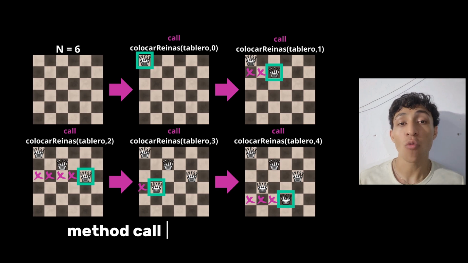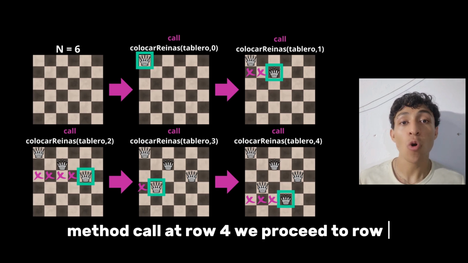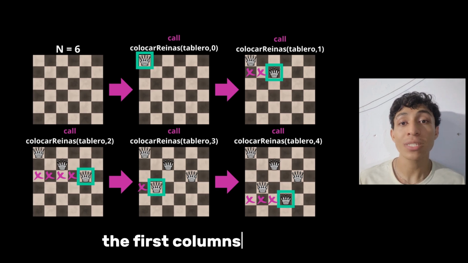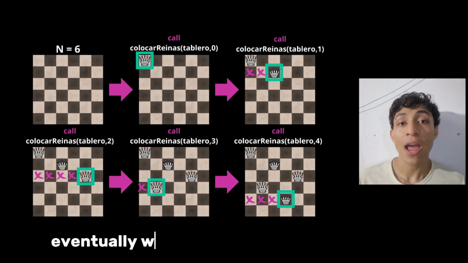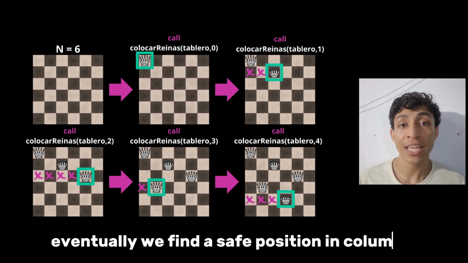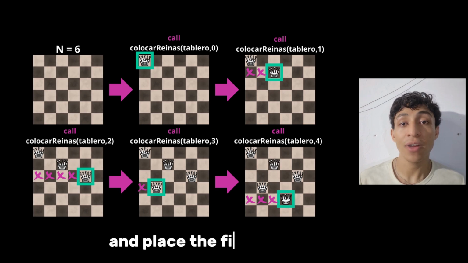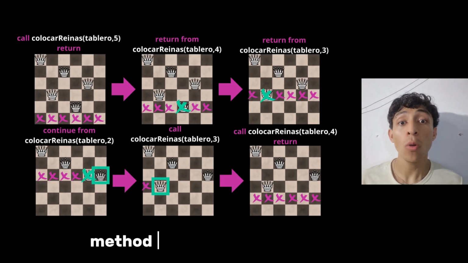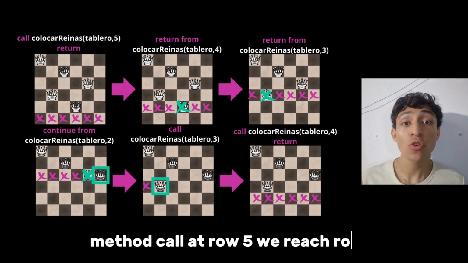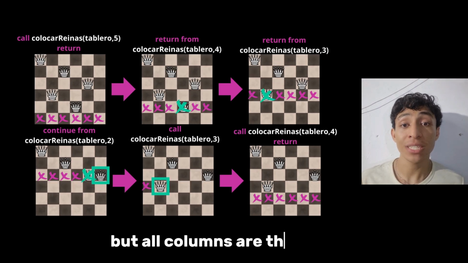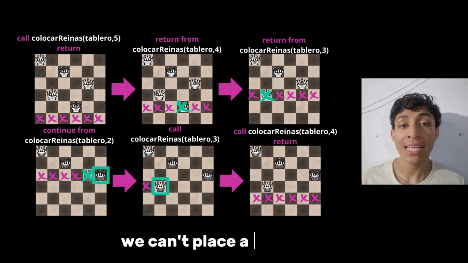Method call at row 4. We proceed to row 4. The first columns are threatened. Eventually, we find a safe position in column 3 and place the fifth queen there. Method call at row 5. We reach row 5, but all columns are threatened. We can't place a sixth queen, so we apply backtracking.